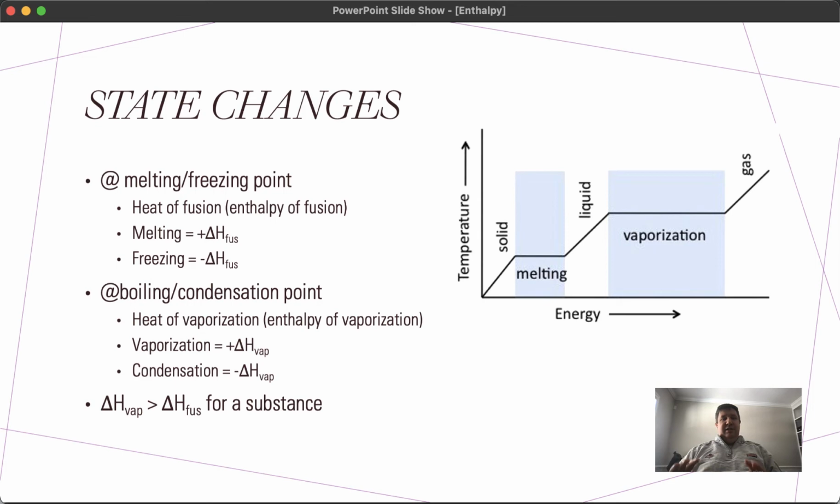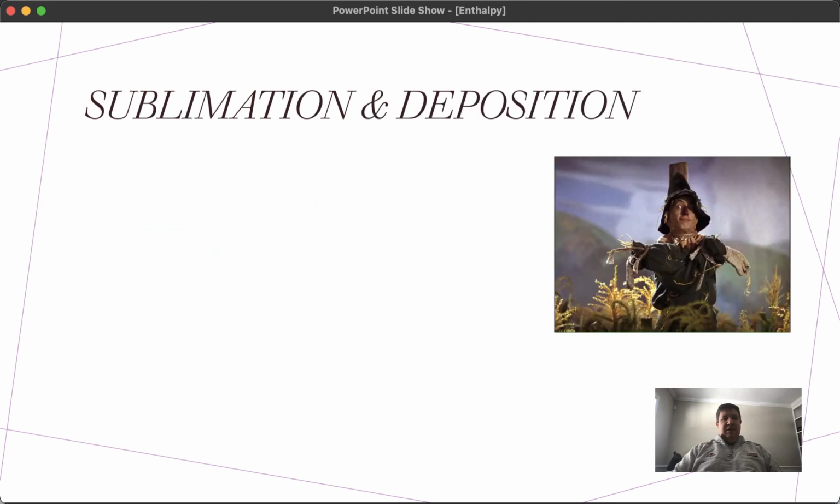And because it takes more work to become a gas, under normal conditions, we usually see a plateau on the graph that is much longer in the vaporization process than it is in the melting process. As far as sublimation and deposition, we've kind of left these two out. Something to keep in mind, so reminder, sublimation is solid directly to gas, and deposition is gas directly to solid.